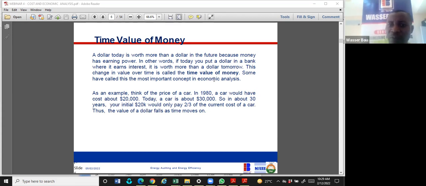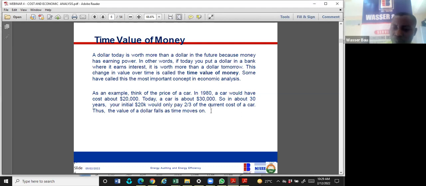As an example, think of the price of a car in 1980. A car would have cost about $20,000. Today, a car is about $30,000. So in about 30 years, your initial $20K will only pay 2/3 of the current cost of a car.